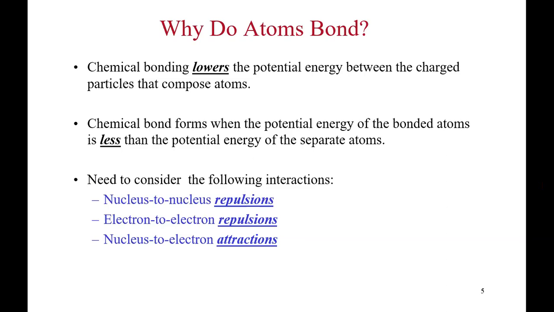Well, there's three kinds of interactions we have to consider. The nucleus of one atom repelling the nucleus of the other atom because they're both positive. You also have electron to electron repulsions because when you bring atoms together, those negatively charged electrons become a little closer to each other. And of course, there's the nucleus to electron attraction. By that I mean the electrons of atom 1 having an attraction towards the nucleus of atom 2.